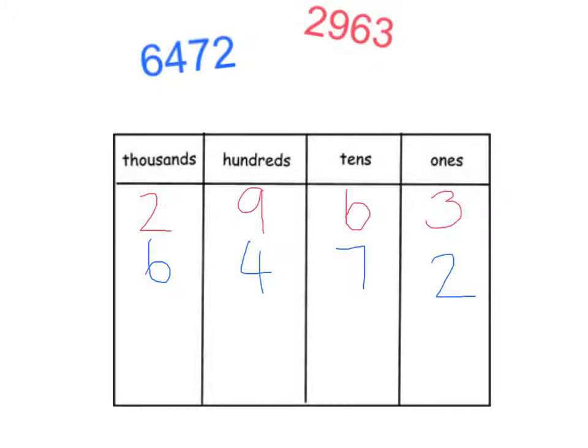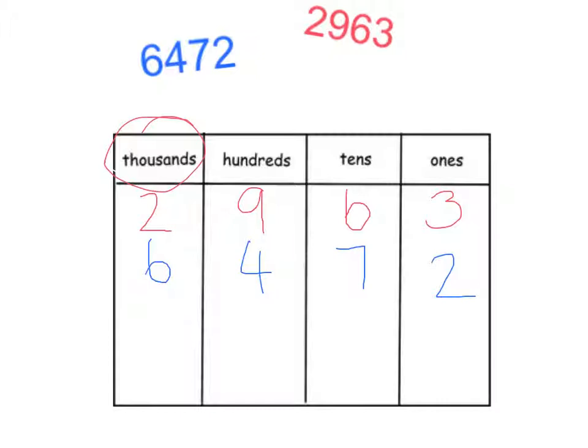Okay, so to start to decide which number is bigger, we are going to look at this end of our place value chart first. This one right here, the thousands. So to decide whether something is big or not, we're going to look in the thousands column first. And we're going to see how many thousands are in each of these numbers. So in the numbers 2,963 and 6,472, which number has the most thousands?